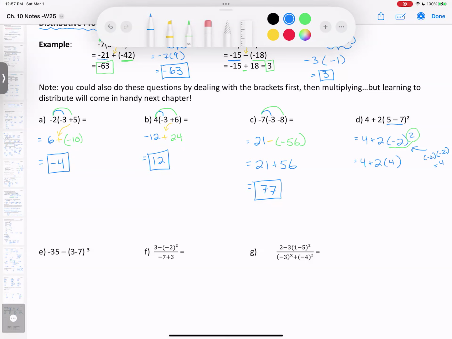What's our next step here? So here we've got addition and multiplication. So using BEDMAS, we'd say, well, we do the multiplication before the addition. So we get 4 plus 8. And then we can do that final addition there to get 12.